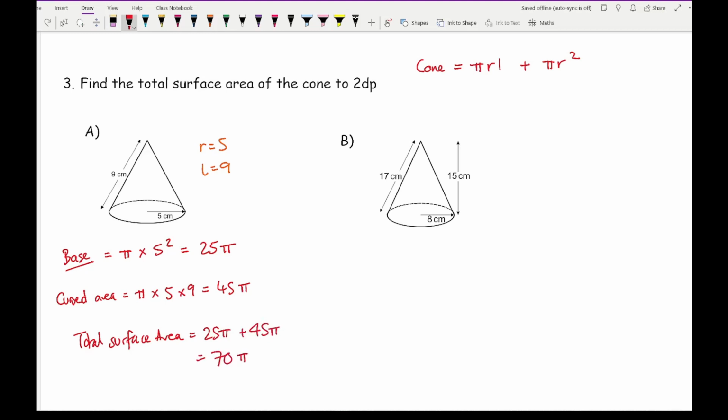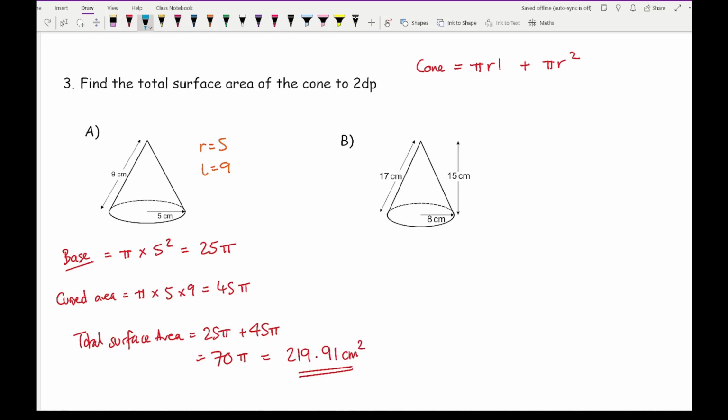And if we convert that into a decimal to 2 decimal places, so 70 times pi, it gives me an answer of 219.91, and that's in centimetre squared. Then moving on to B.